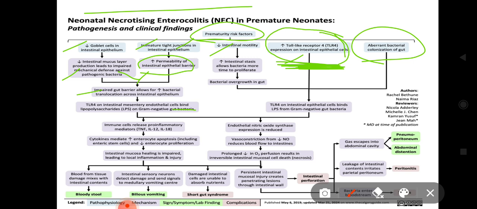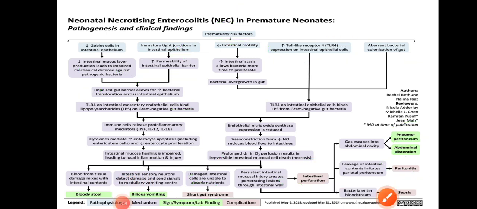Now the clinical part. The important point is toll-like receptor 4. Goblet cells decrease, and immature tight junctions in intestinal epithelium cause increased permeability. Now pneumoperitoneum is seen, abdominal distension is seen, peritonitis can be seen, intestinal perforation, short gut syndrome. Why? Damaged intestinal cells are unable to absorb nutrients, so short gut syndrome is seen. Bilious vomiting and bloody stools are seen in NEC in premature infants.